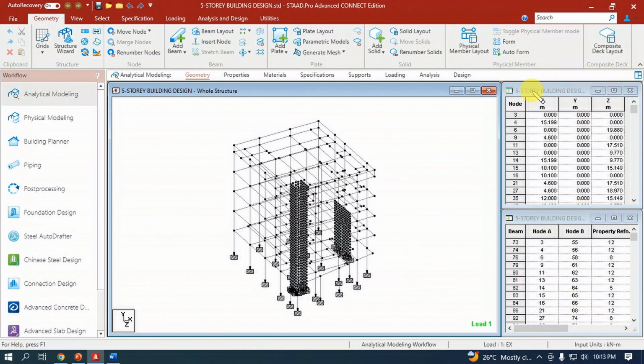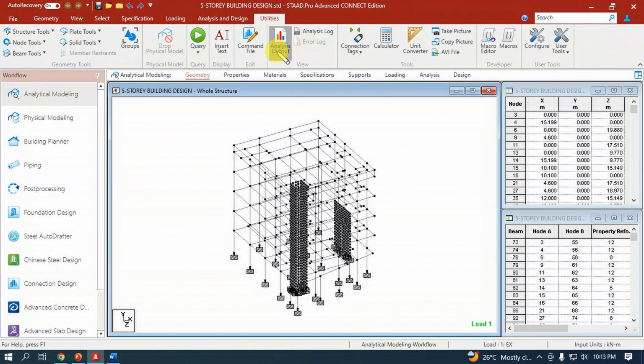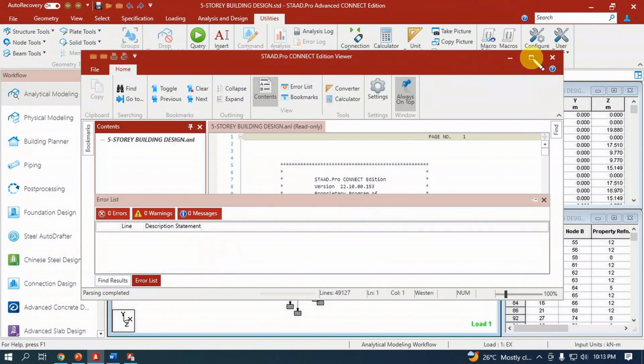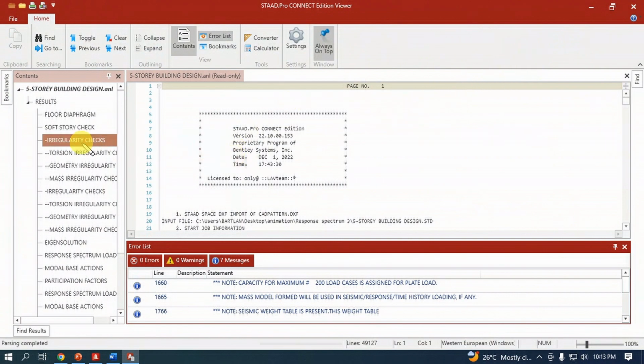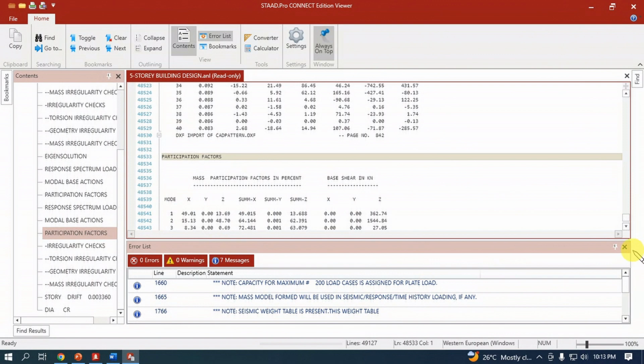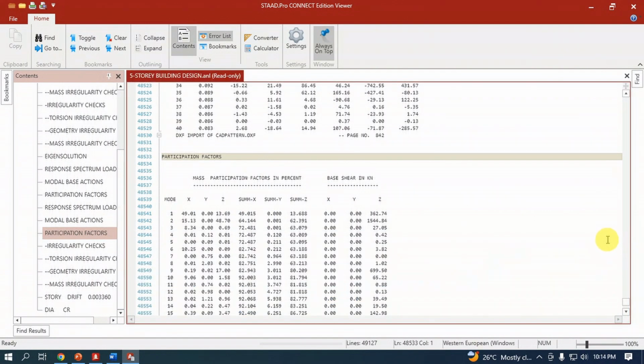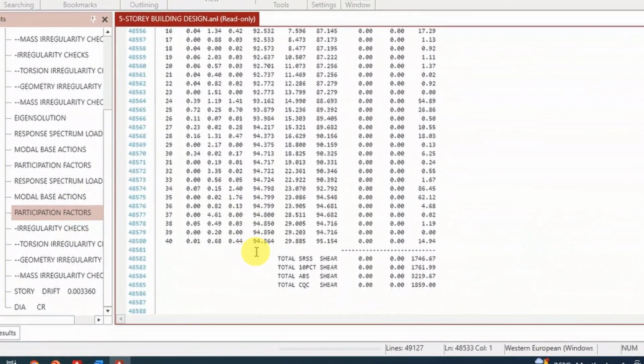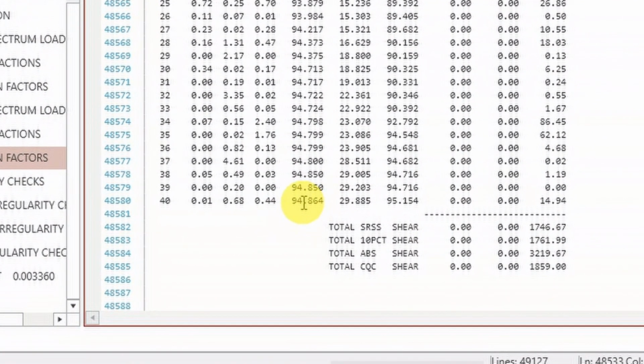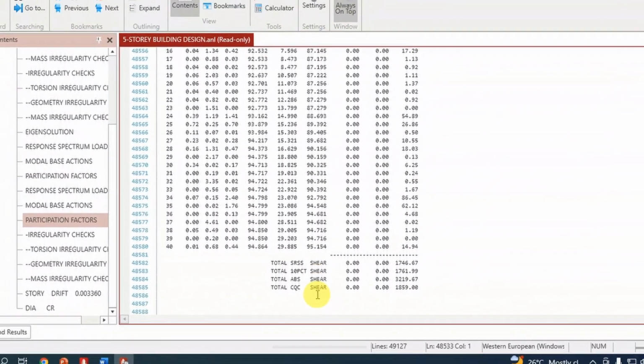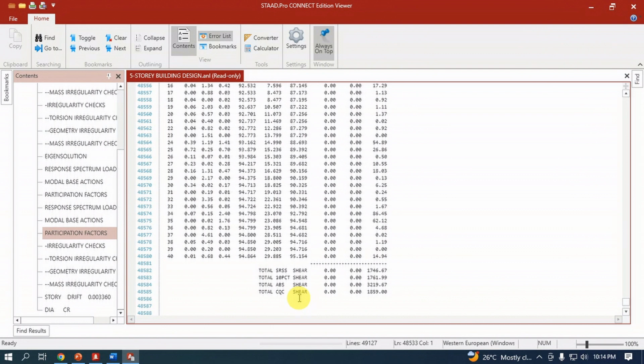Dito sa sample, naglagay ako ng 40 modes kasi sa 12 modes kanina, hindi pa umabot sa 90% yung participation factor. Makikita natin dito sa output, sa 40 modes na gamit ko, ang participation factor sa X is 94.864 and sa Z naman is 95.154. Pagkatapos nito, kinakalculate na ang forces bawat mode.